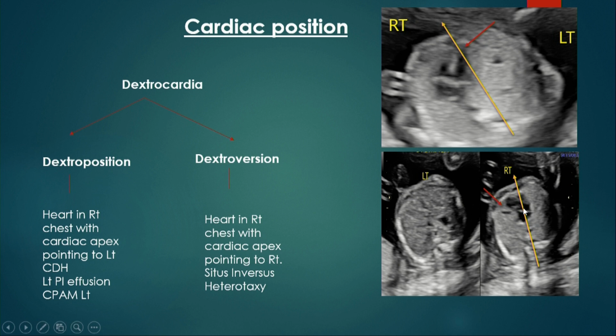Here you can see the heart is in the right hemithorax, and the cardiac apex is facing towards the right side. And this is seen in situs inversus and heterotaxy.